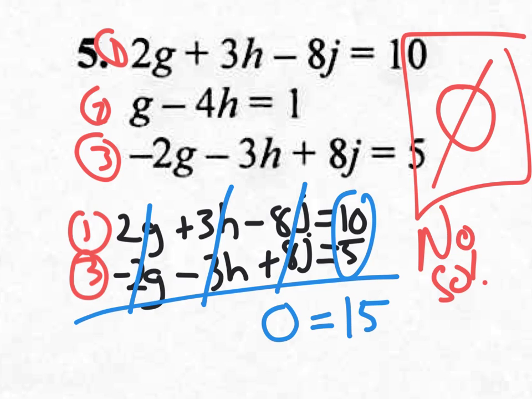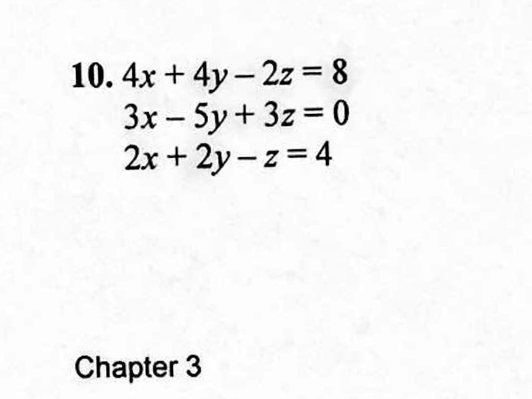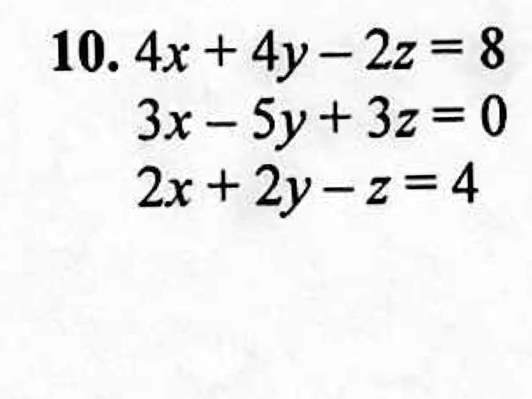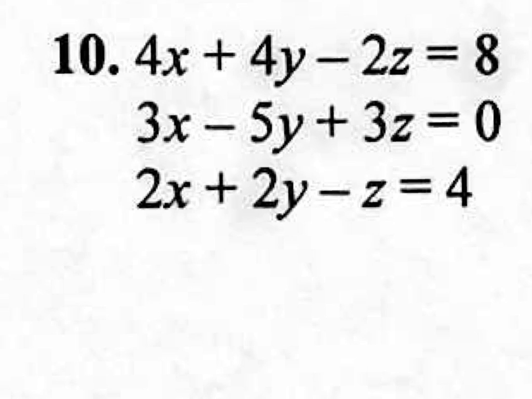Let's take a look at number 10. Here we go, number 10. Let's number them: 1, 2, 3. And what do you guys want to cancel? X's, Y's, or Z's? I think Z's are best because they're the smallest values. So how are we going to start canceling Z's?